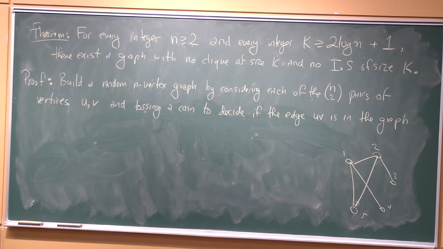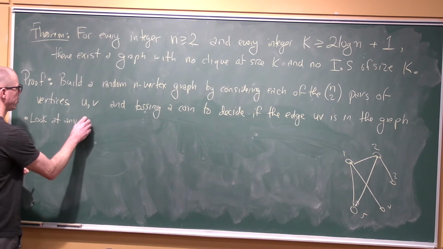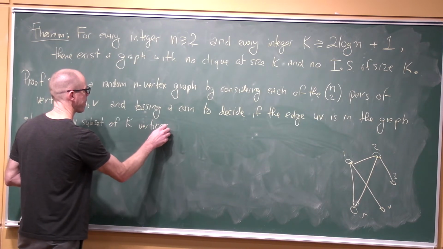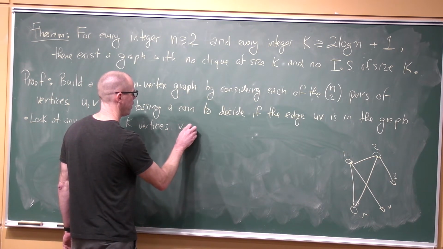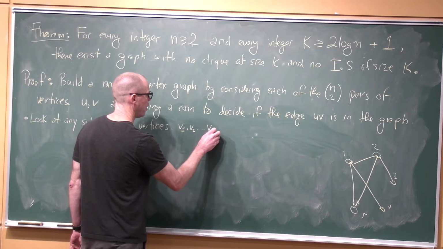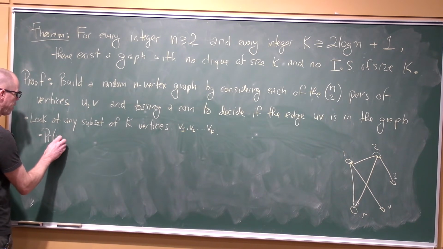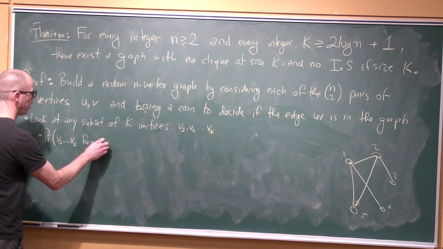Okay. So now look at any subset of k vertices. So let's call those vertices V1, V2, up to Vk. So let's do some basic things. What's the probability that V1 to Vk form a clique?